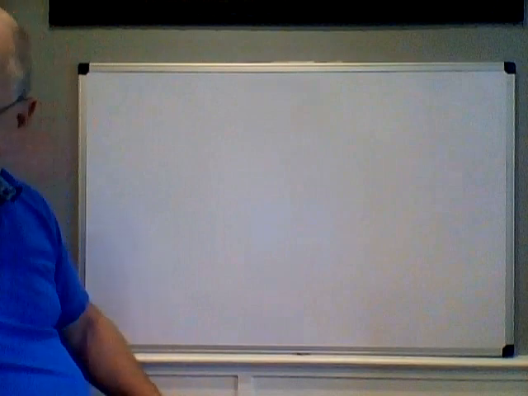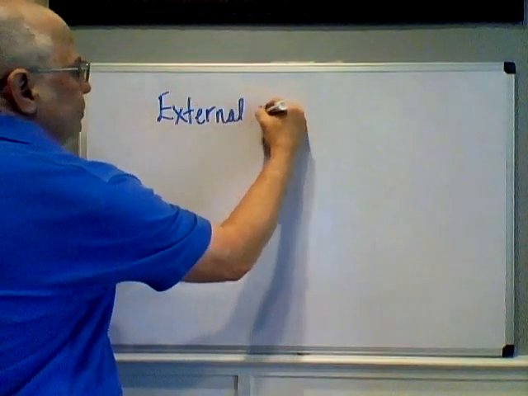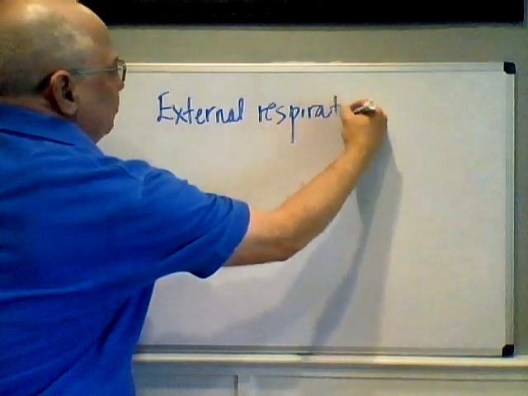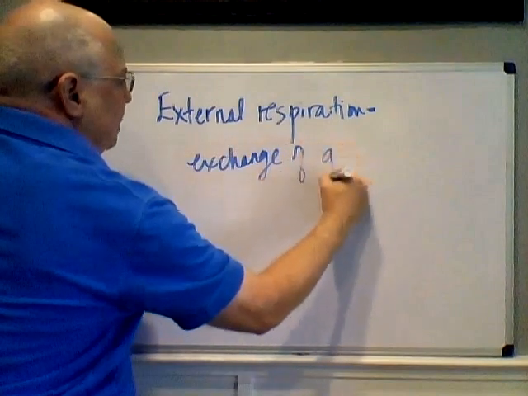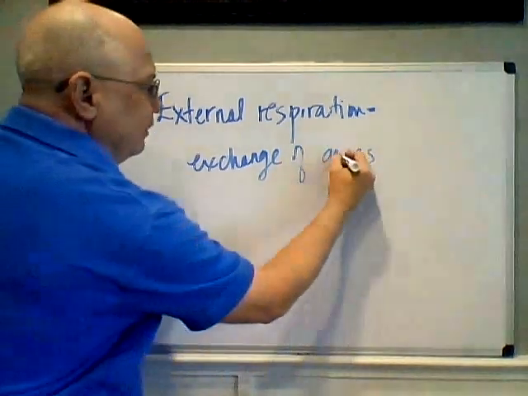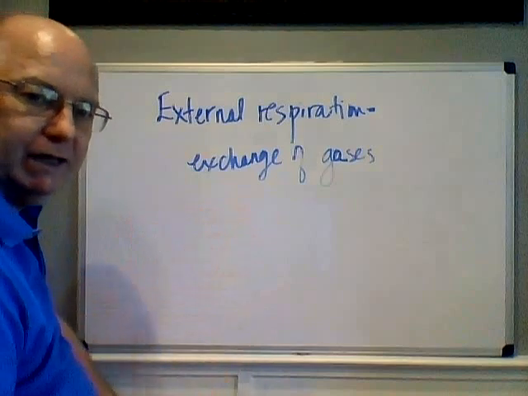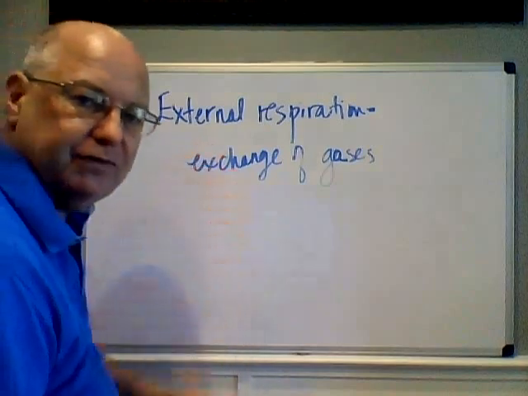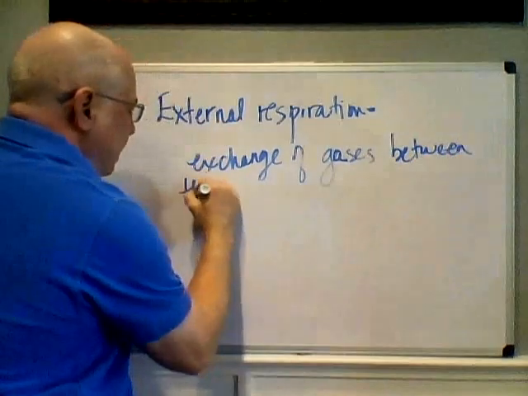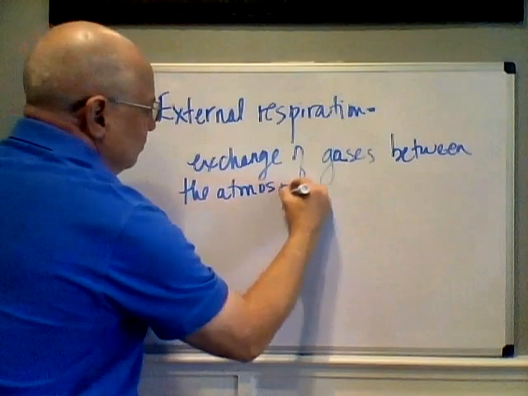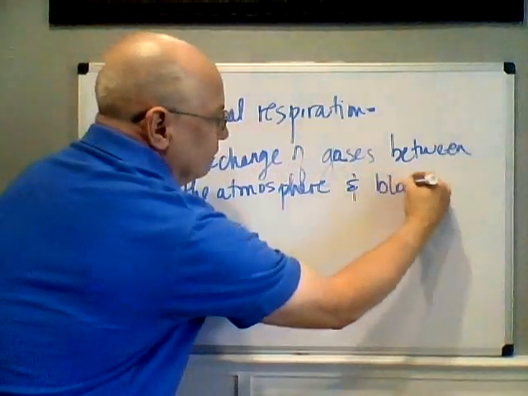The next definition that's on the list is external respiration. External respiration is the exchange of gases. Again, we're talking about what are called the dissolved gases, those gases which have the ability to dissolve in our blood. I'll talk about solubility in gases in a little bit. But it's the exchange of gases between the atmosphere, which is the outside world, external, and our blood.